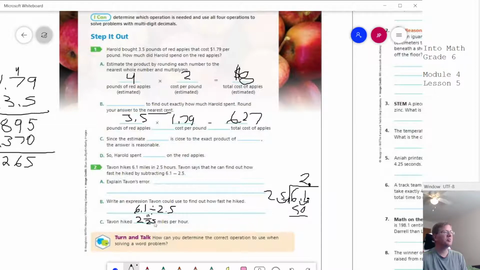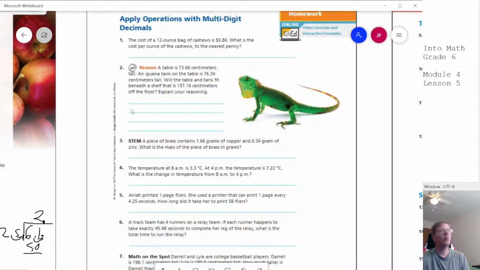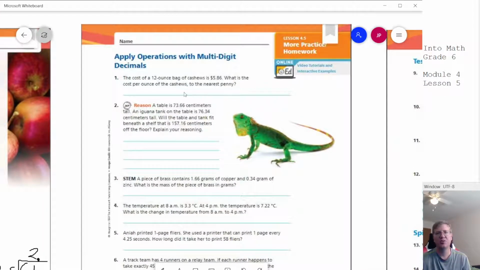And in 6th grade, we should probably go ahead and include the remainder as part of a fraction, unless it just asks for a whole number. Let's take a look at a couple more problems and see what we might be doing. So I'm just going to look at these really quick. So for cost per ounce for this, we are going to be dividing by 12.